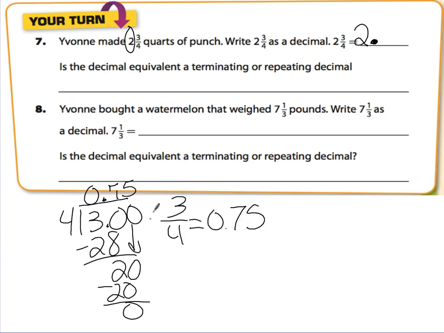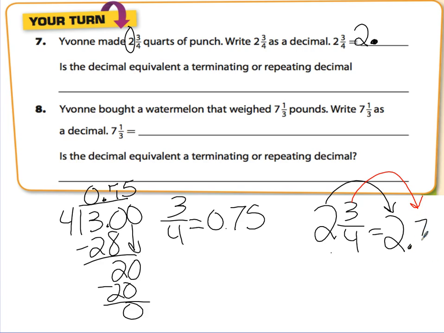But there's a 2 in front of it now. So instead of 0 and 75/100, 2 and 3/4 is going to be equal to 2 and 75/100. So this 2 comes here, and this 3/4 turns into the 75/100. In this case, it doesn't go on forever with a pattern, so it is a terminating decimal.